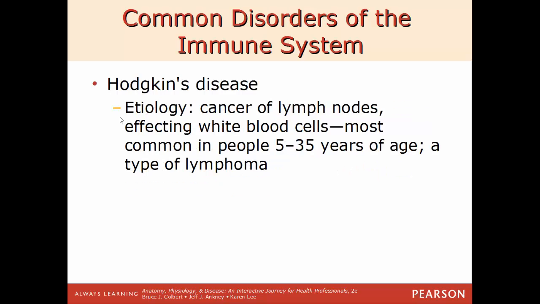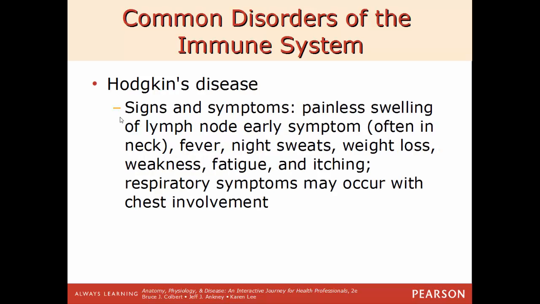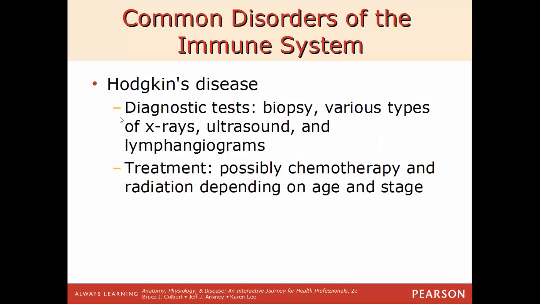Hodgkin's disease, etiology: the cancer of the lymph nodes affecting white blood cells. This is a type of lymphoma, and most common in people between the ages of 5 and 35. Some signs and symptoms: a painless swelling of lymph nodes is an early symptom, often in the neck. Fever, night sweats, weight loss, weakness, fatigue, itching. Respiratory symptoms may occur with some chest involvement. Diagnostic tests: biopsies, various types of x-rays, ultrasounds, lymphangiograms. Treatments: possibly chemotherapy, possibly radiation, depending on the age and the stage of the cancer.